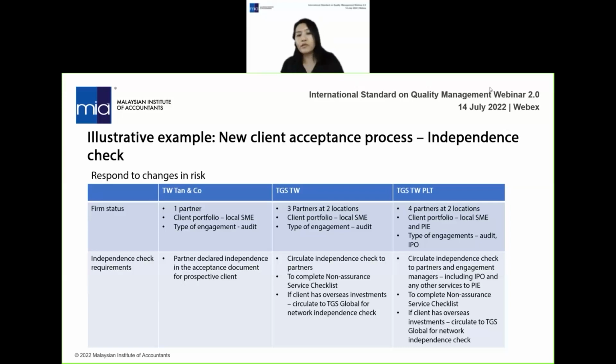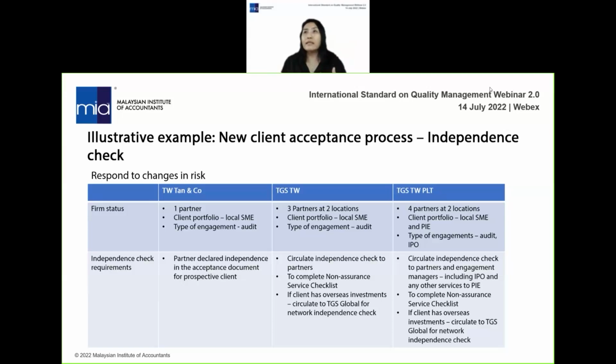But as we move on to the second level, we have 3 partners at 2 locations. Since we are at different locations, the documents have to flow from different locations. We also have a bigger portfolio, but still all local SME, and we only do audits. But this round, when we have to accept any new client, I have to do an email circulation check. I have to circulate the independence check to the partners because they are at 2 different locations, and also complete the non-assurance services checklist, because we do not know what the partner at the other location is doing.